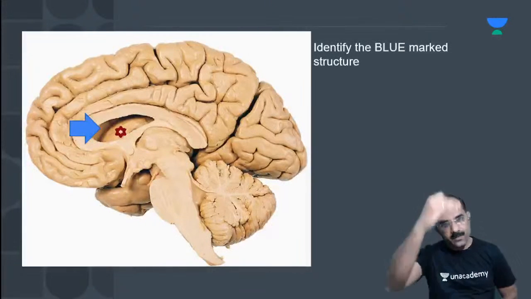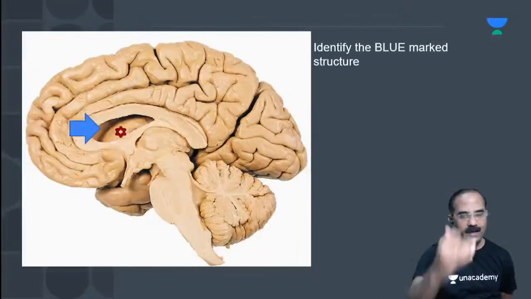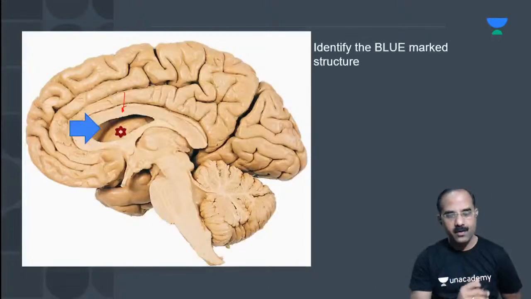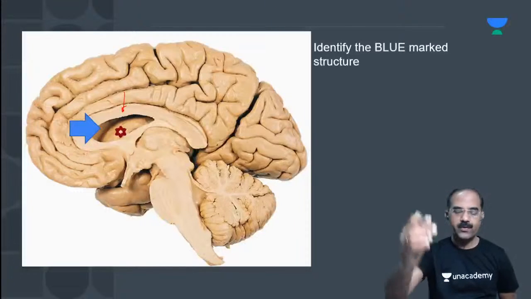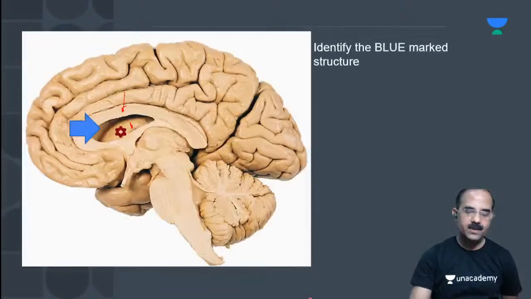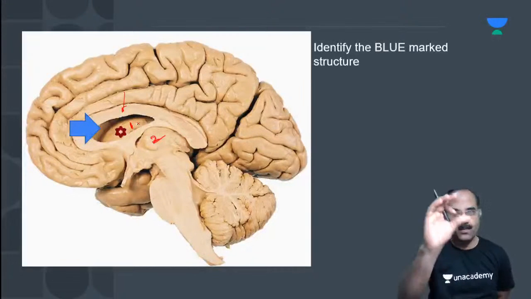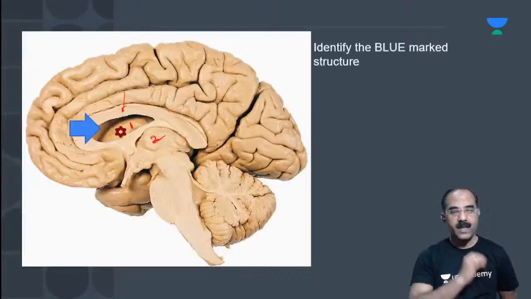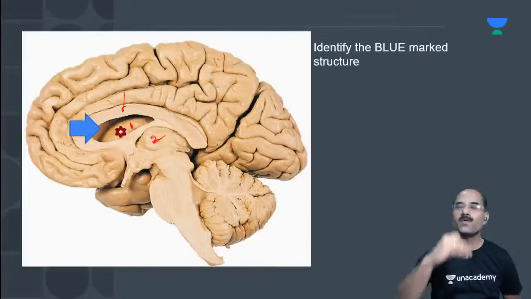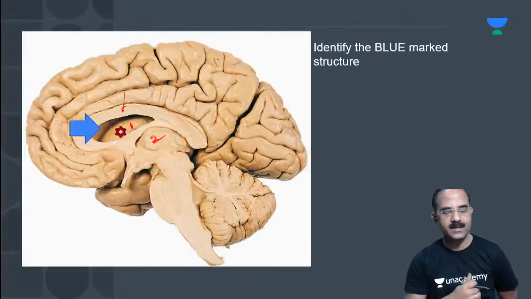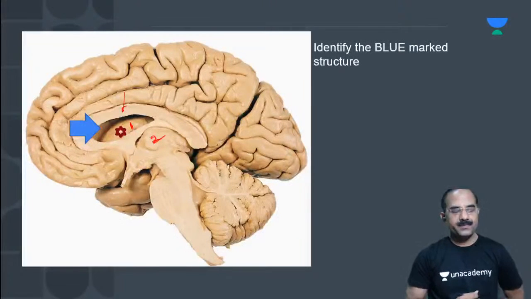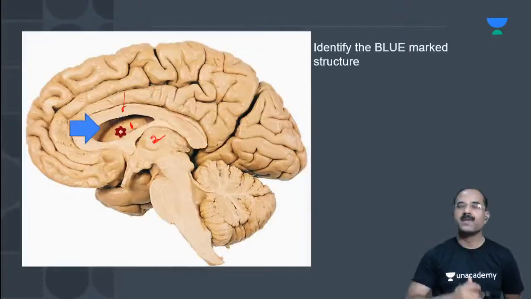And who lies in the floor of the lateral ventricle? The roof of the lateral ventricle is formed by what? Corpus callosum, right? The roof of the lateral ventricle is formed by the corpus callosum. And who lies in the floor? One is this nucleus and second is this nucleus. Identify number 1, the one with a star. Any guesses? Caudate nucleus, very good. That's a caudate nucleus.